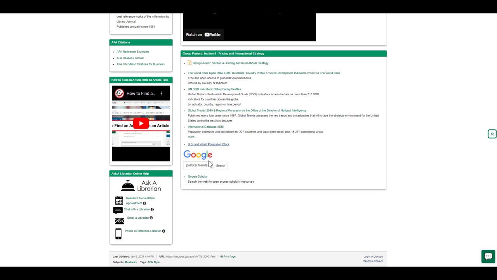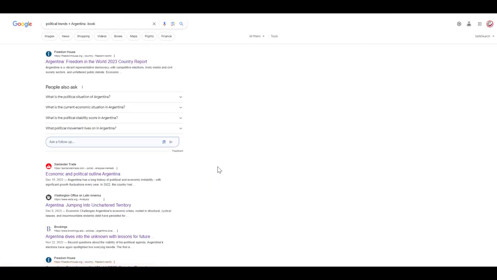Also, as I scroll down the page, one thing that you can do is you can just Google your country. So what I did is I typed in political trends in Argentina and negative book. I don't want to see books, I just want to see articles or websites. So I'm going to click on search just to kind of show you what comes up.